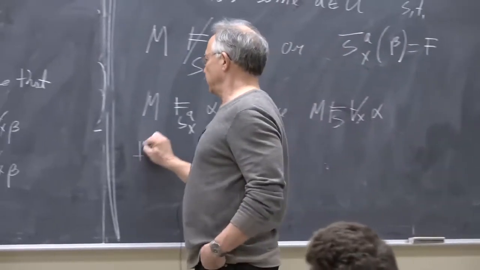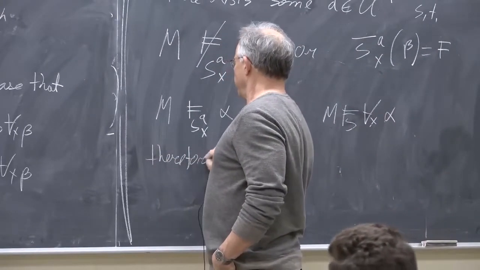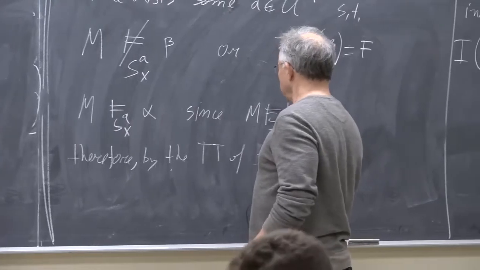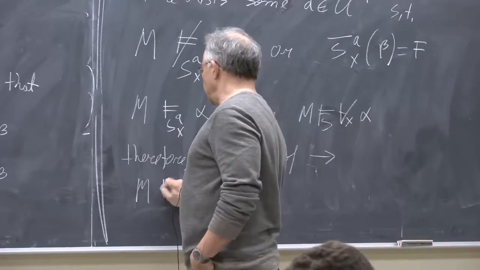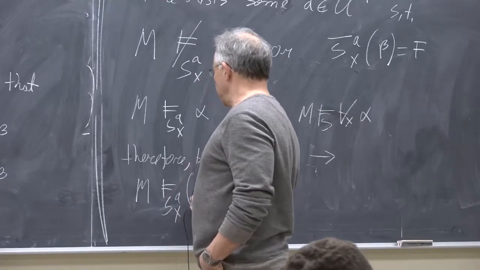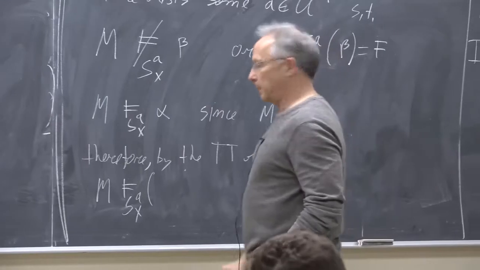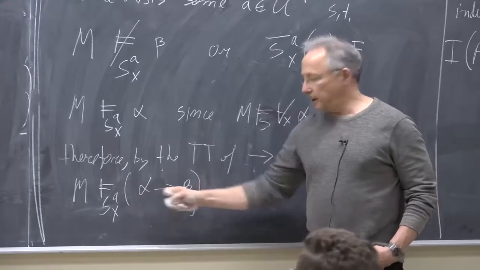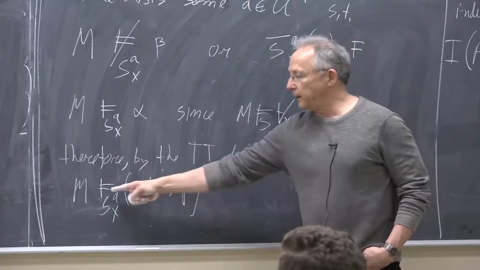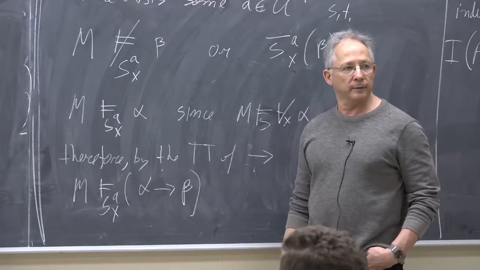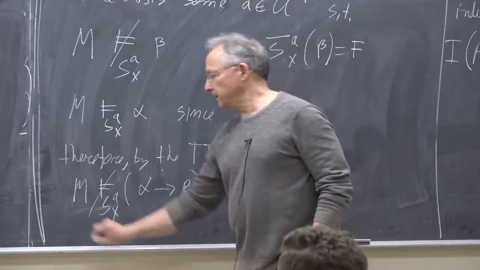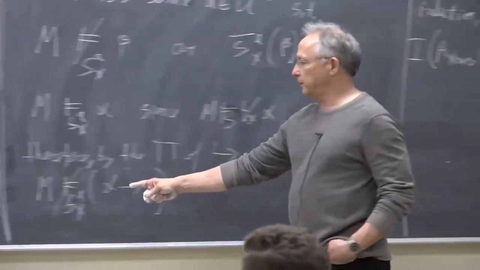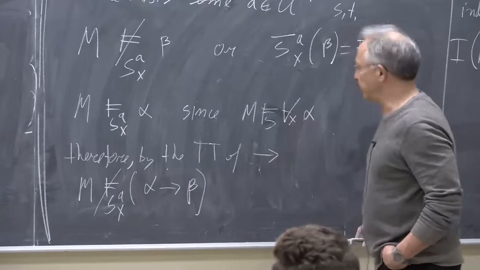So therefore, by the truth table of arrow, M under the assignment S where A substitutes X, if I look at alpha arrow beta, this gets true, this gets false. So do I have here satisfaction or not? No. Because this got true, this got false, and I check the truth table.